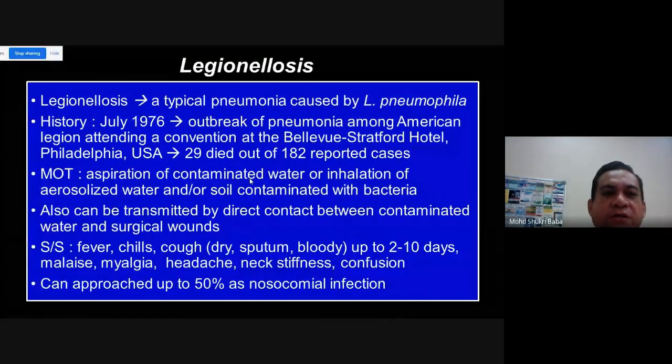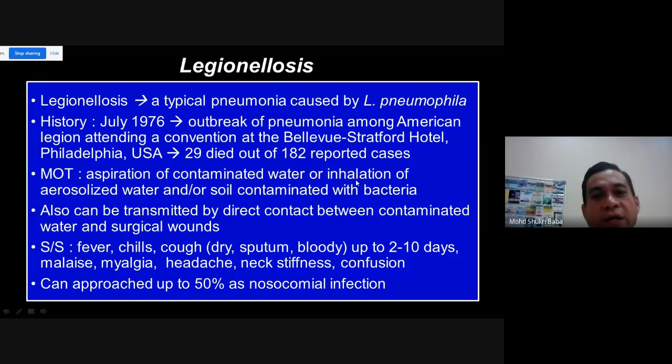Mode of transmission is aspiration of contaminated water or inhalation of the aerosol water and or soil contaminated with bacteria. So macam-macam jenis, macam-macam cara boleh berlaku in terms of mode of transmission, right? It can also be transmitted by direct contact between contaminated water and also surgical wound. Okay, sign and symptoms seperti yang saya nyatakan sini, fever, chills, cough, up to 10 days, okay, dan sebagainya.